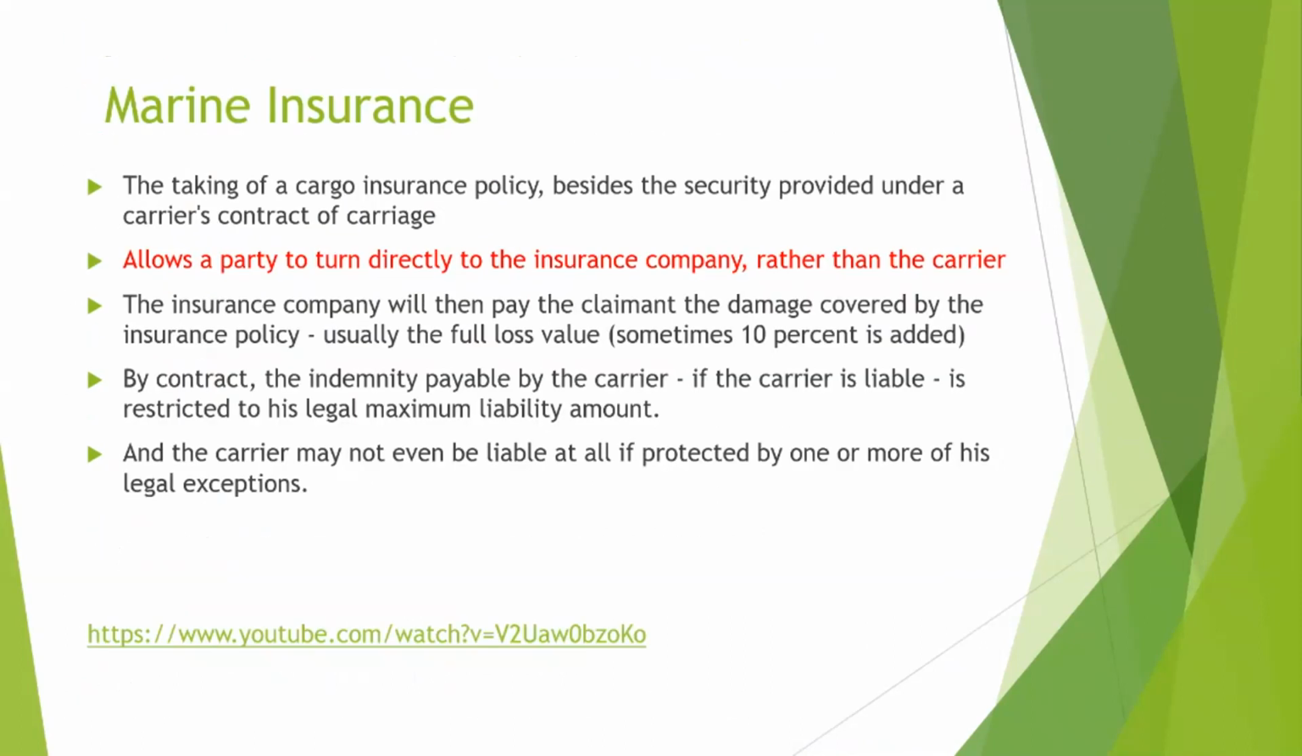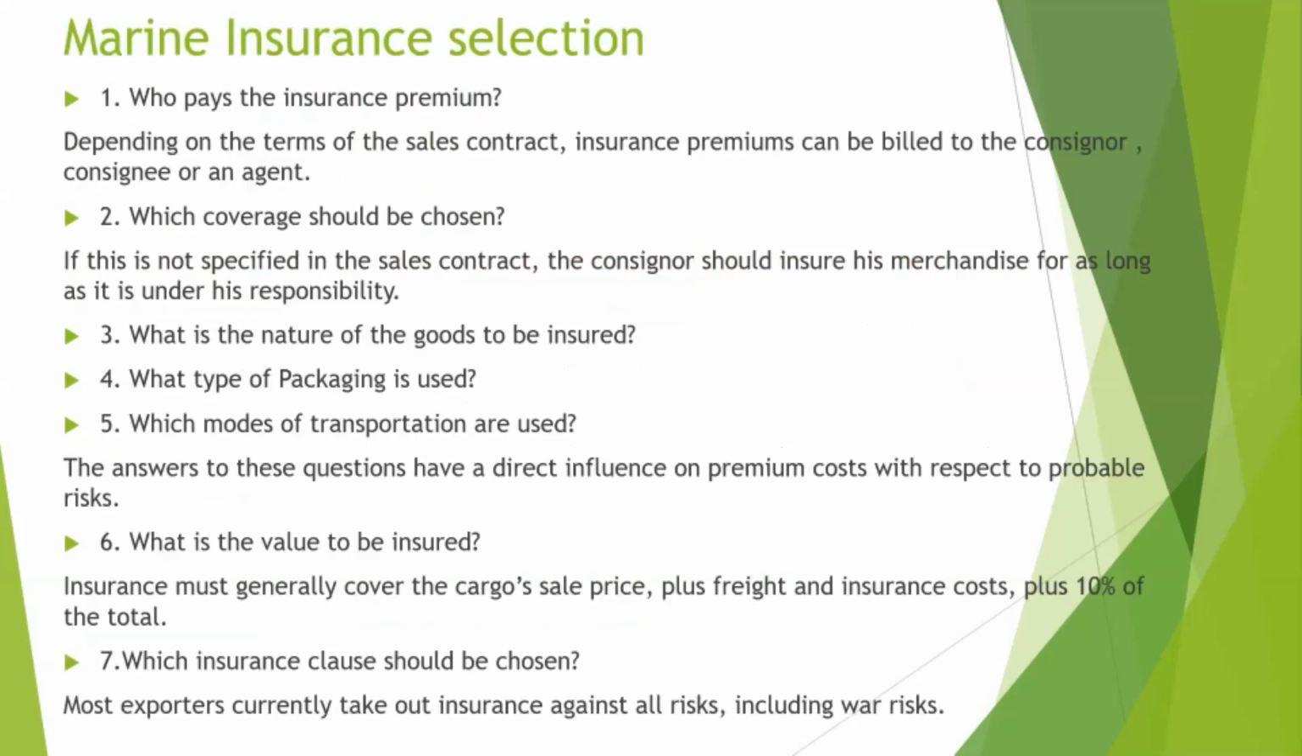So the cargo insurance policy, beside the security provided under a carrier's contract of carriage, allows a party to turn directly to the insurance company rather than the carrier. These are just the contracted indemnity payable by the carrier, and the carrier may not even be liable at all if protected by one or more of these legal exemptions. So this is the sequence of the carriage.